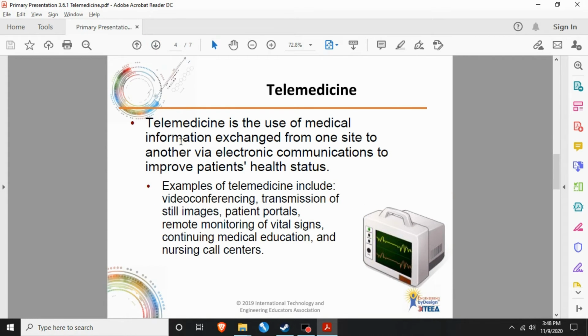Telemedicine is the use of information exchanged from one site to another via electronic communications to improve a patient's health status. Examples of telemedicine include video conferencing, transmission of still images, patient portals, remote monitoring of vital signs, continuing medical education, and nursing call centers.